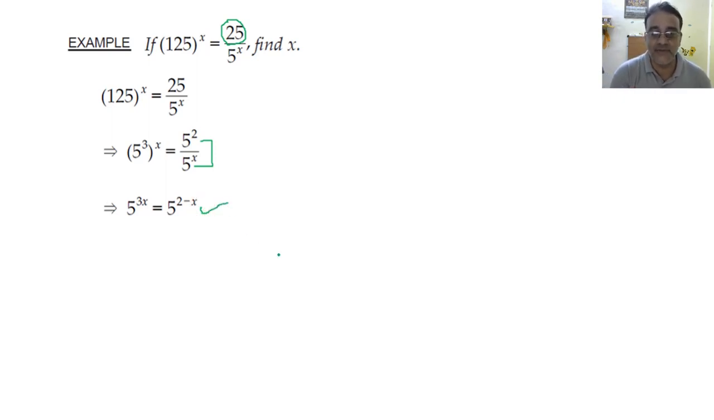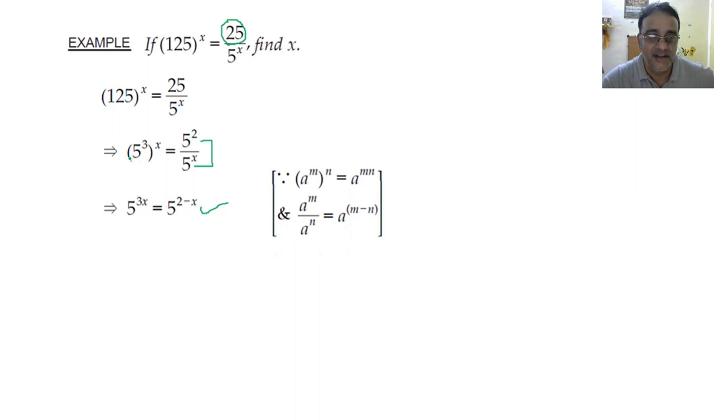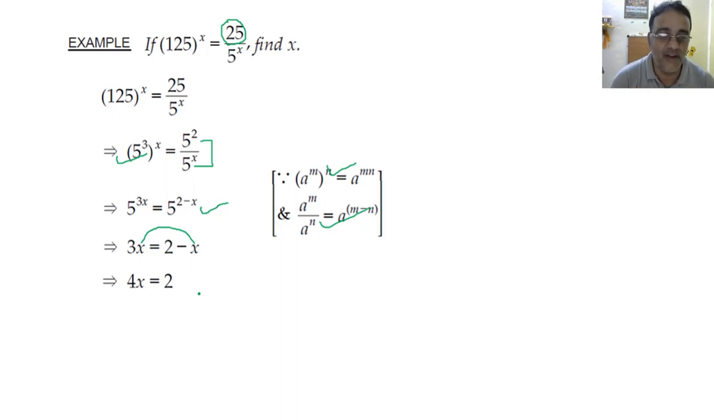Now both sides the bases are the same, so we'll compare the powers, and for this we have used two properties. See, for this we used this property, and for this we used this other property. Actually I am using the word laws here, so we will say law. Okay, now we are going to compare the powers. So 3x is equal to 2 minus x. Shift x to this side, minus x becomes plus x. So 3x plus x will become 4x. What is the value of x? 1 by 2. Right, 2 by 4, that is simplified to 1 by 2.